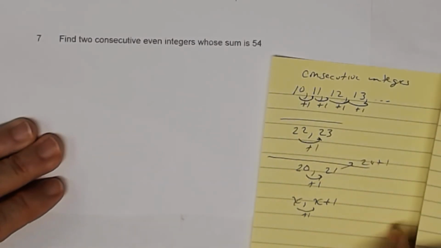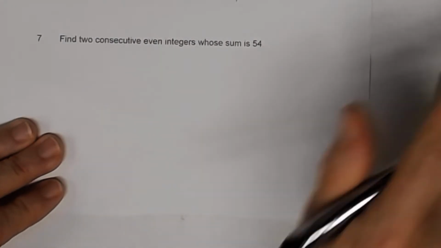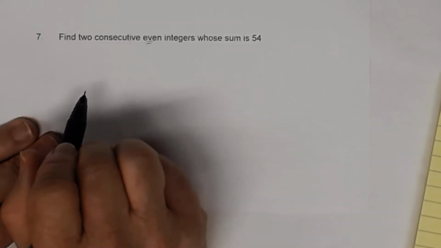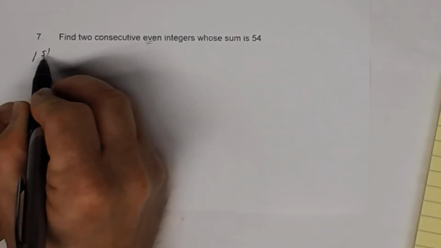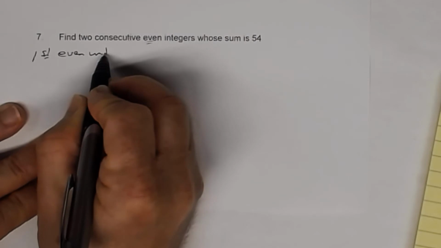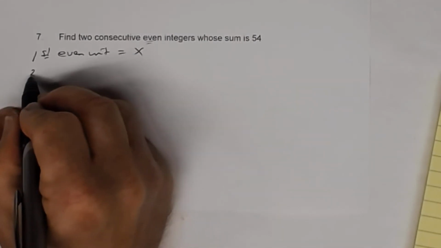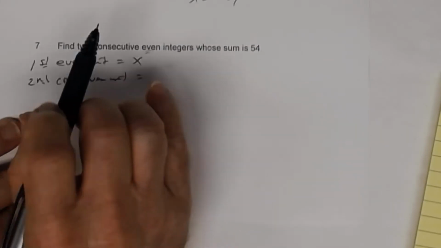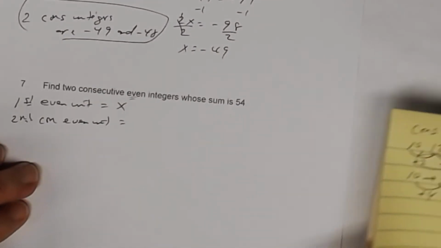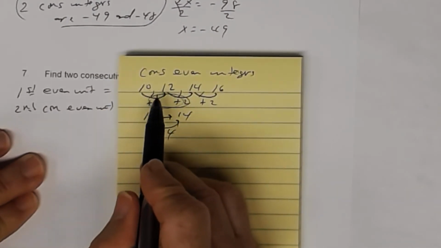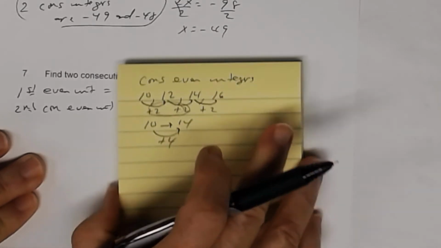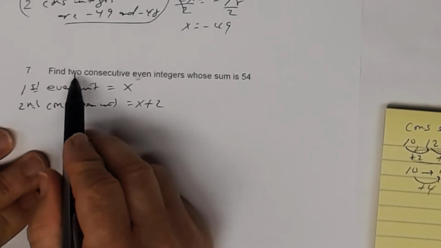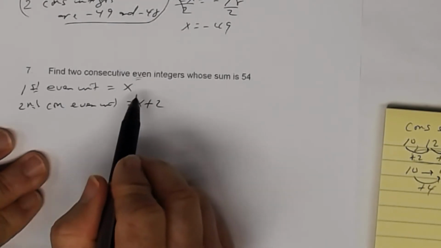Okay, now let's look at number 7. Find two consecutive even integers whose sum is 54. So let's call the first even integer x. And then the second consecutive even integer, now be careful, don't say x plus 1 like you did here. You got to remember, to go to that next even integer, I didn't add 1, I added what? 2. So x plus 2. So those are your two consecutive even integers, x and x plus 2.